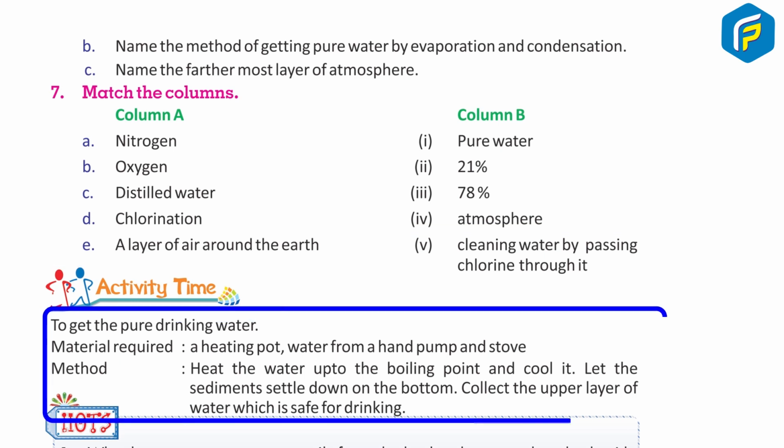Activity time. To get pure drinking water. Material required. A heating pot, water from a hand pump, and a stove. Method. Heat the water up to the boiling point and cool it. Let the sediment settle down at the bottom. Collect the upper layer of water which is safe for drinking.